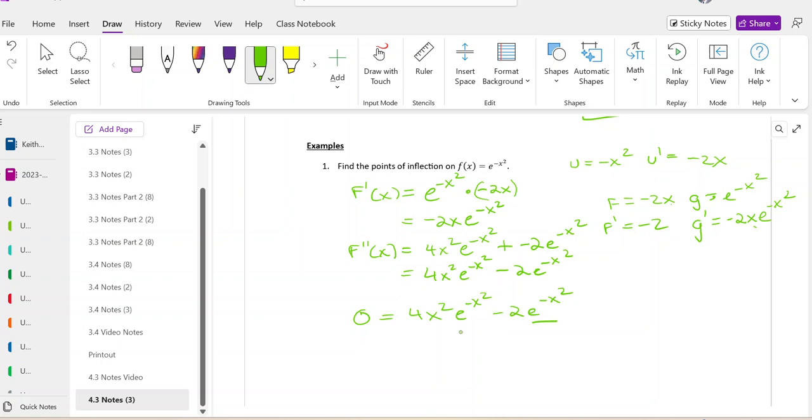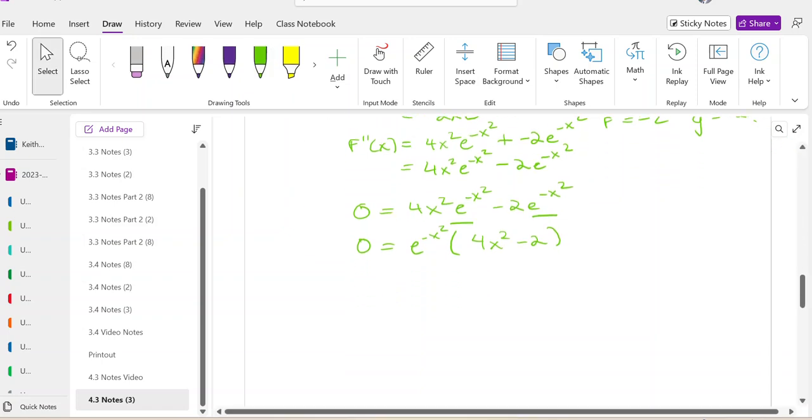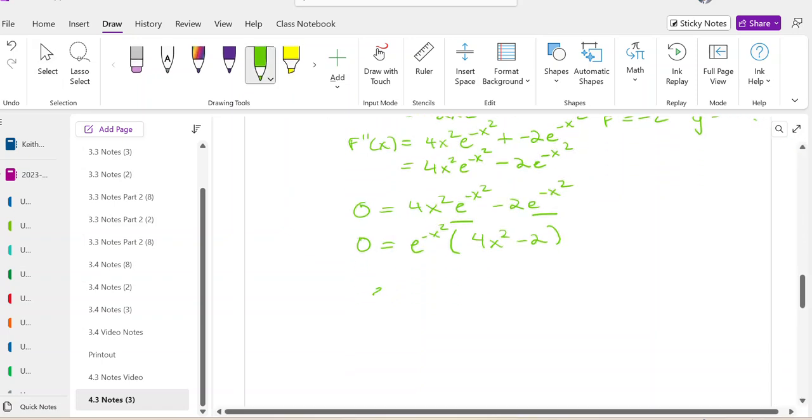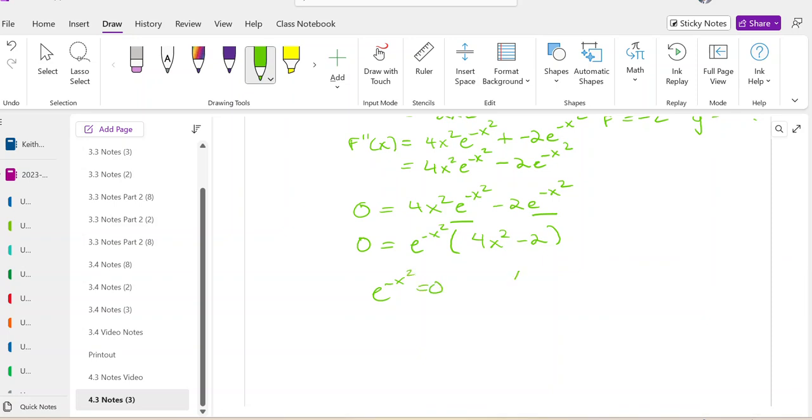notice there's a common thing that you can factor out. So you can factor out e to the negative x squared, and that leaves you with 4x squared minus 2. When you set them equal to 0, both factors equal to 0. Notice this will never happen. You can't raise a number to a power and get 0. So this is no solution.